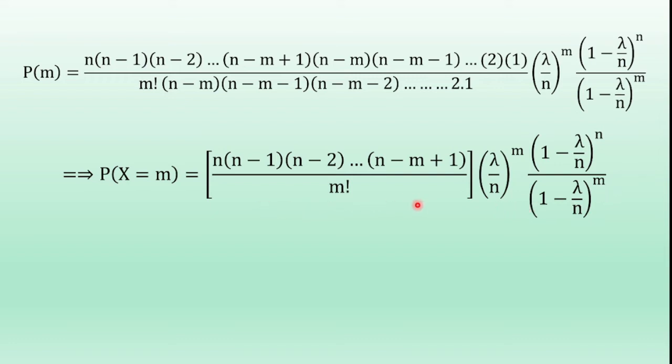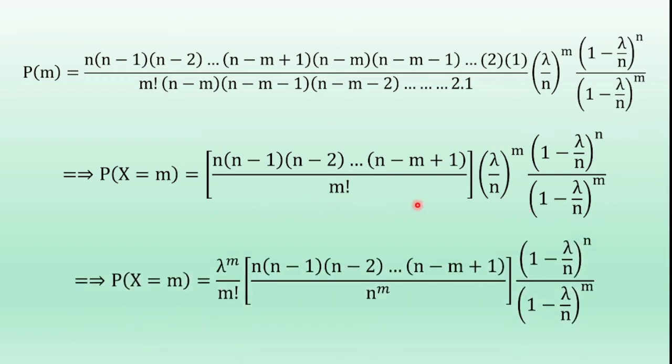So the RHS of this term is also written as lambda power m divided by m factorial into n into n minus 1 and so on up to n minus m plus 1, divided by n power m. This (lambda by n) whole to the power of m is written as lambda power m into n power m. So that is also written as this one into (1 minus lambda by n) whole to the power of n divided by (1 minus lambda by n) whole to the power of m.